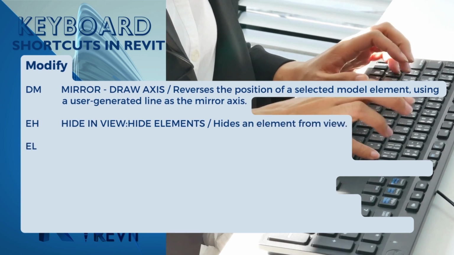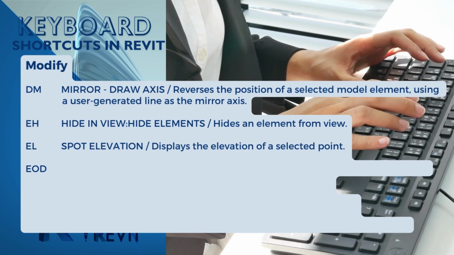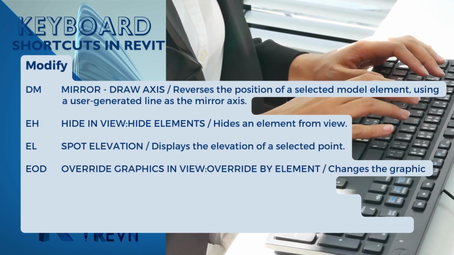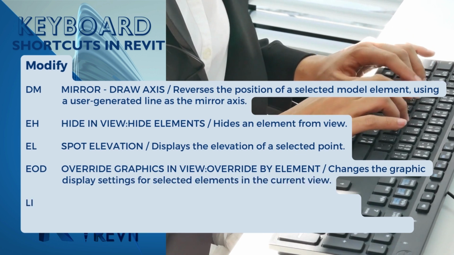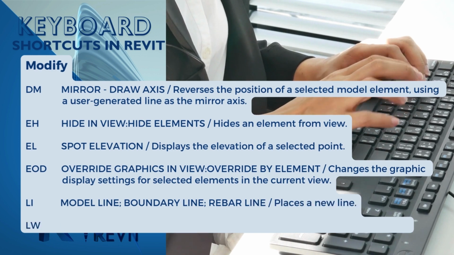EH. Hide in view. Hide elements. Hides an element from view. EL. Spot elevation. Displays the elevation of a selected point. EOD. Override graphics in view. Override by element. Changes the graphic display settings for selected elements in the current view.